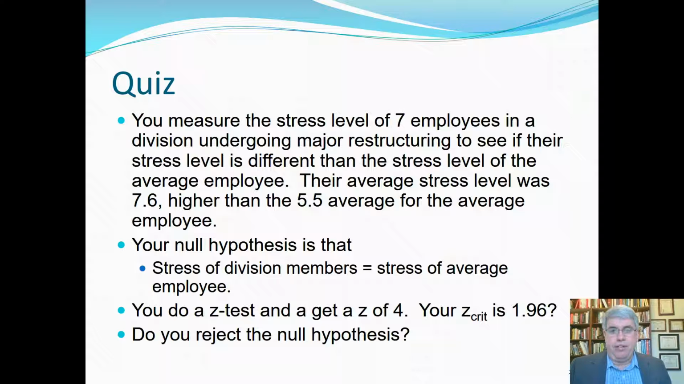Now, your z-critical is 1.96. We did a two-tailed test. Do we reject the null hypothesis? That's the question. Can we reject the null hypothesis that there's no difference in stress, that there really is a difference in stress level? Well, we know that we got a z of 4 and our z critical is 1.96. That means we've got a really big z score, which means it didn't happen by chance. They really are more stressed out.